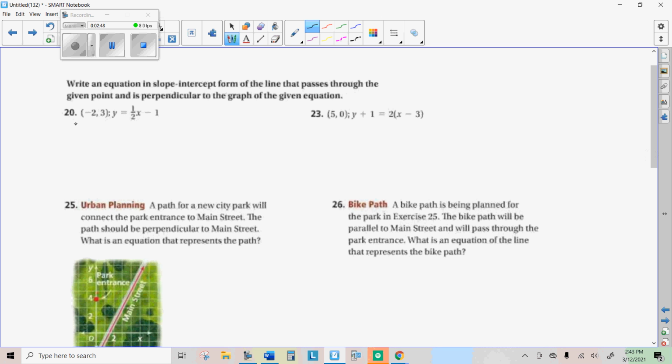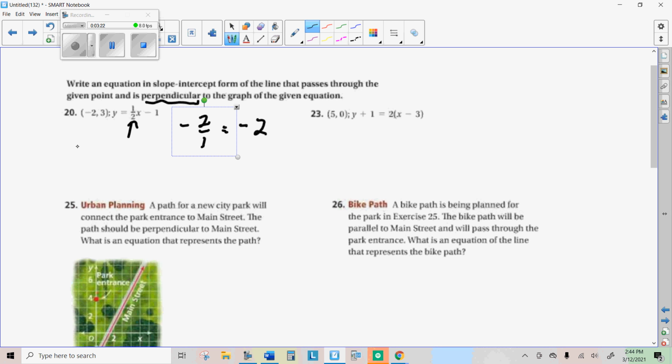For number 20, it says write an equation in slope-intercept form for the line that passes through the given point and is perpendicular. So you want to look at this slope here in this equation, which is 1/2. To be perpendicular, you need the opposite reciprocal. So we're going to flip that over. Since 1/2 is positive, we want this to be negative. And I'm going to just simplify that to -2. Okay, now we want it in slope-intercept form. If you're good at doing that, then do it the way you like to do it.